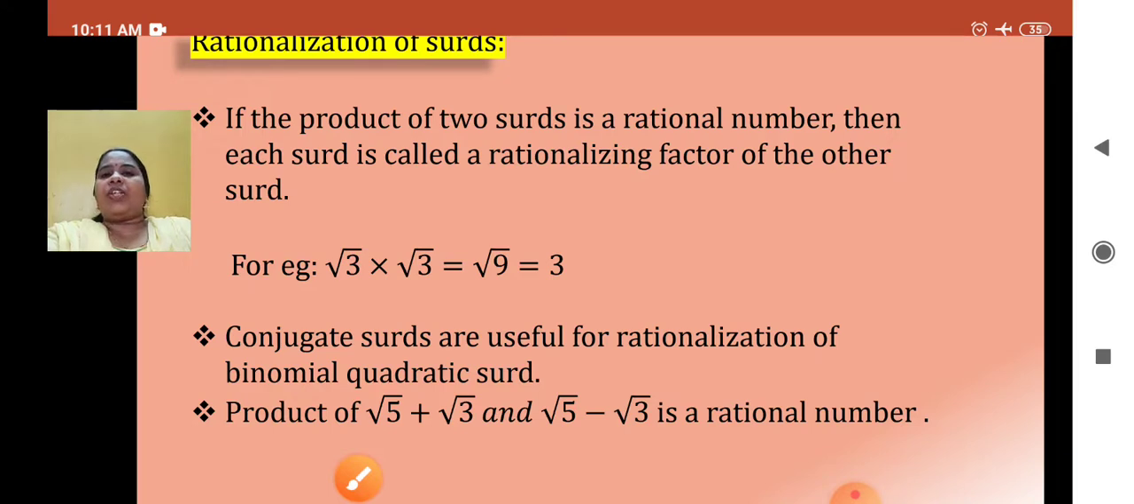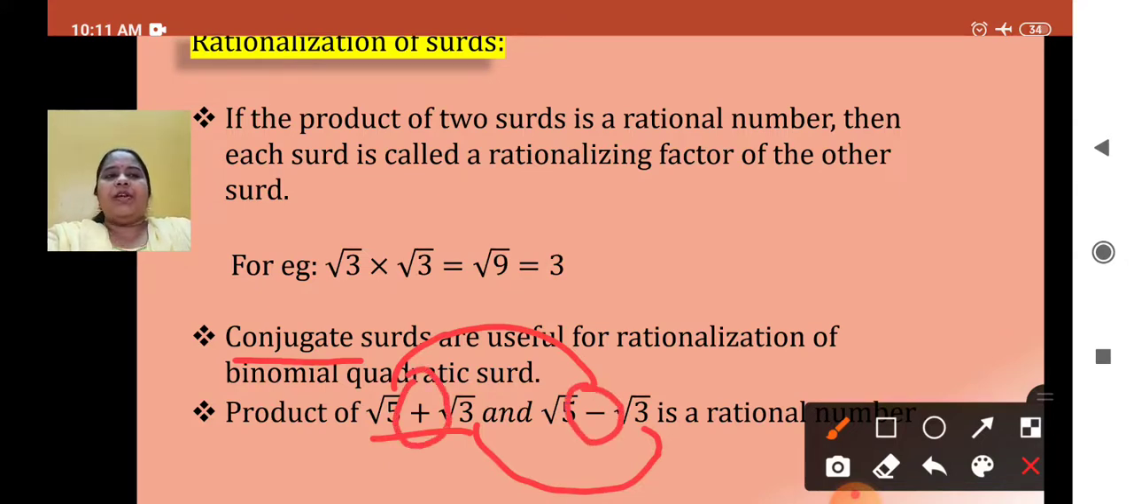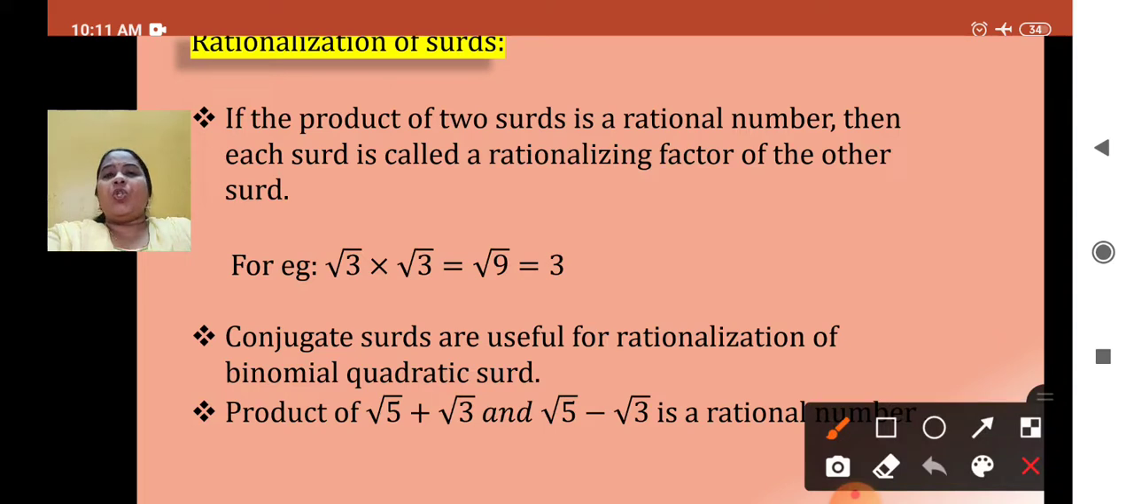Now how to rationalize this? To rationalize such binomial surds, we need to use the concept of conjugate pair. Now what is a conjugate pair? Root 5 as it is, root 3 as it is, but when I want its conjugate pair, I'll just change the sign. If it is plus, I will write the conjugate with minus. If I give you with minus, I will write it with plus. I hope you are understanding the concept of conjugate pair.